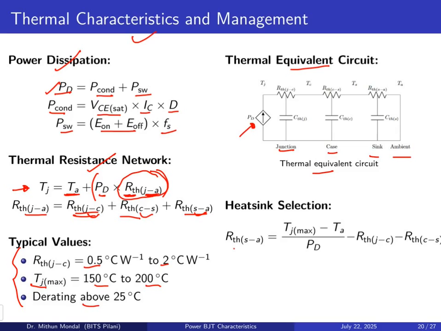RTHSA, the sink to ambient, will be calculated using this formula. The heat sink selection can be done by properly calculating the values of these resistances in the thermal equivalent circuit. So we have to do proper thermal management and calculation depending upon the BJT power dissipation.